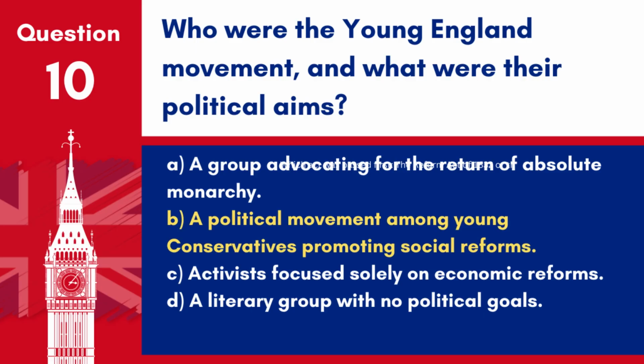Answer: B. A political movement among young conservatives promoting social reforms. The Young England movement in the 1840s consisted of young conservative members of Parliament who advocated for social reforms to address the plight of the poor, emphasising the duties of the aristocracy.